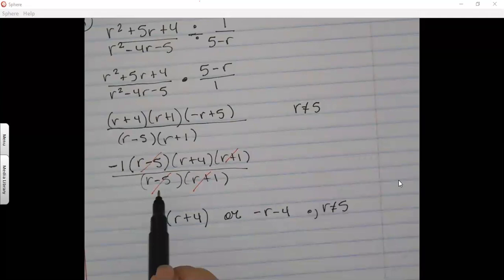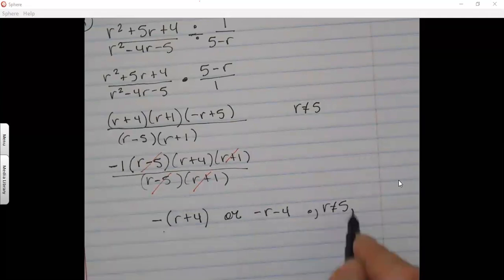Coolio? And I'm going to probably have to speed it up because I'm sure we have a lot of questions and I want to get to as many as we can. So I'm guessing that the negative, the 5 minus r, is what messed y'all up on that problem. Okay. Number 6.